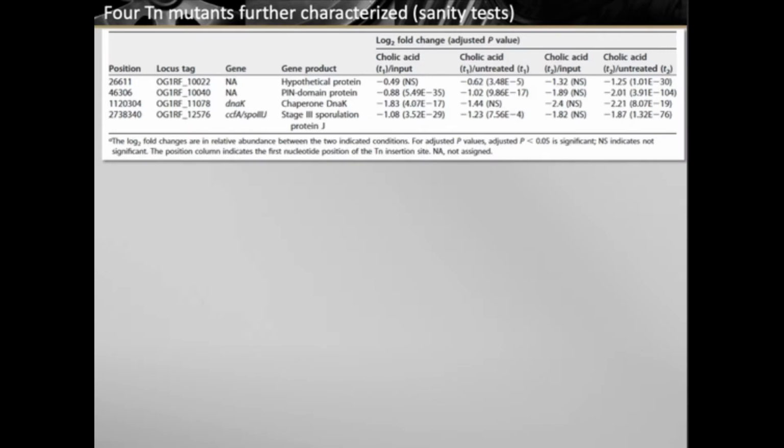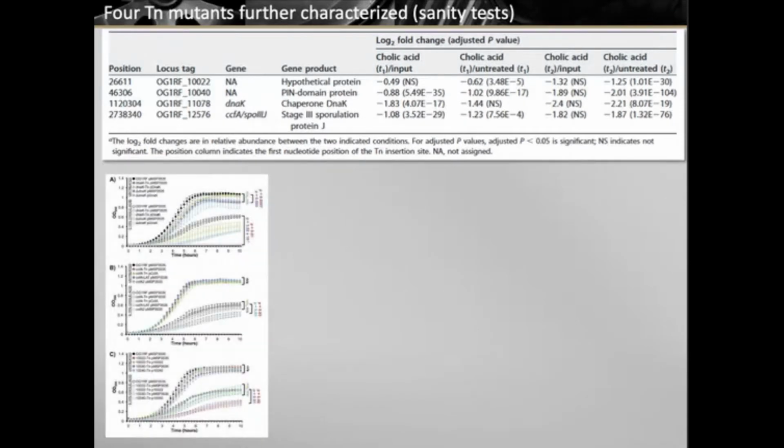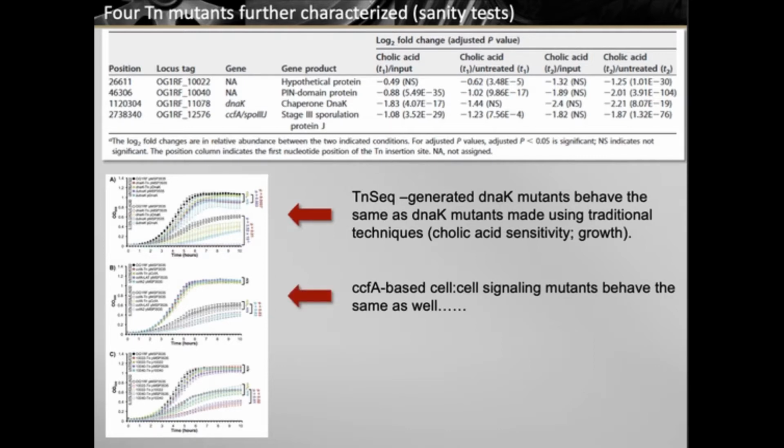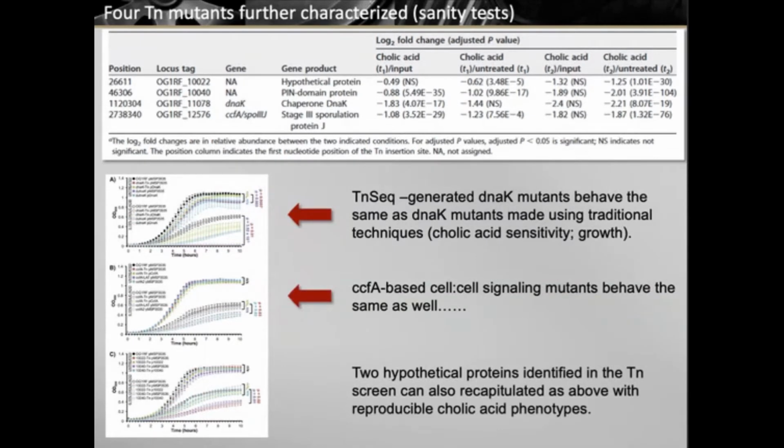So picking 4 genes that we know a little bit about, some more than others, just looking at growth curves. What we can say is that, okay, we look at DnaK mutants, they behave the same way when we look at traditional techniques, plating techniques, versus genomic techniques. Okay, sanity check, that's good. When we look at cell wall signaling mutants, they behave the same way as well. Okay, that's good. And then we have 2 hypotheticals here that we don't really know much about, and we can also get the same data in vitro about them as well.